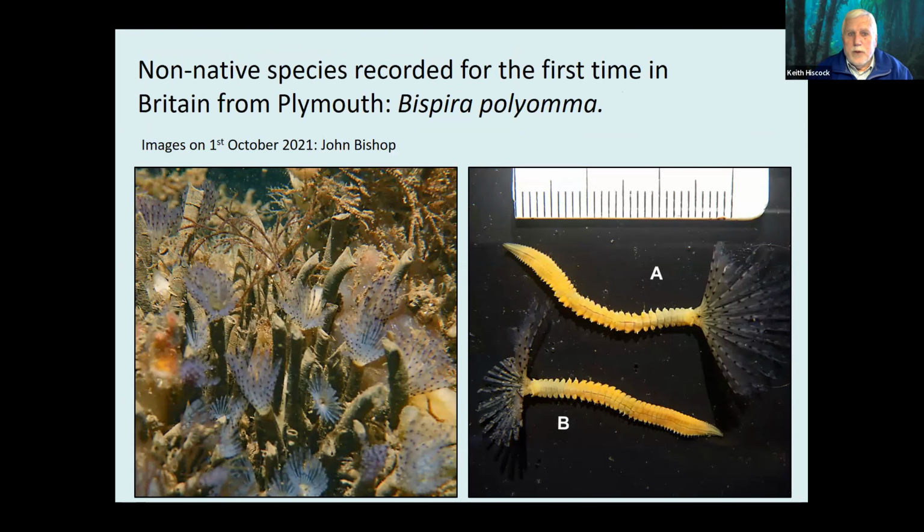Non-native species recorded for the first time in Britain. Thank you very much indeed to John Bishop for these images of Bispira polyomma, something which is now well known from some of the enclosed areas in the Netherlands. A very pretty little tube worm, very blue fans. Here's a picture in a tray, present on marina pontoons. Obviously start looking out for it on natural substrata.